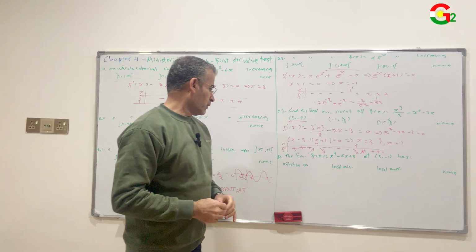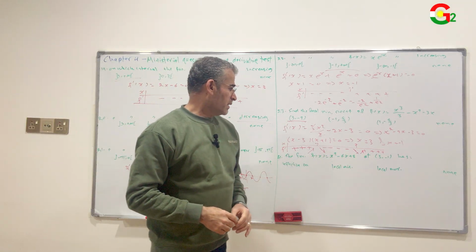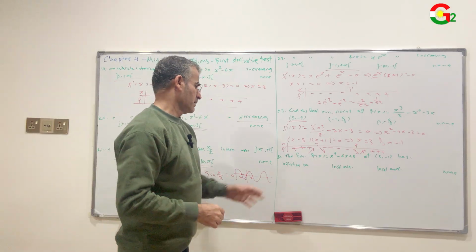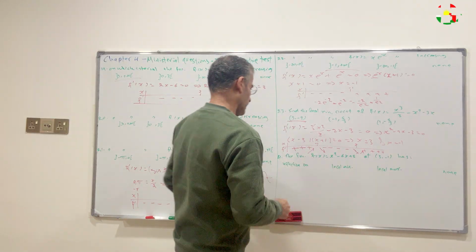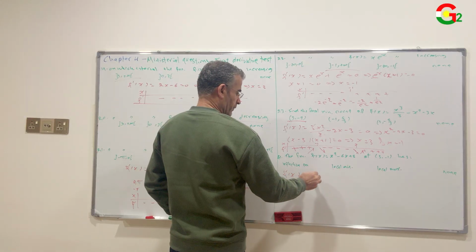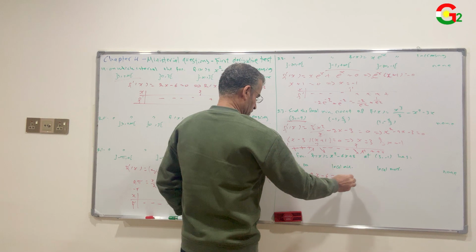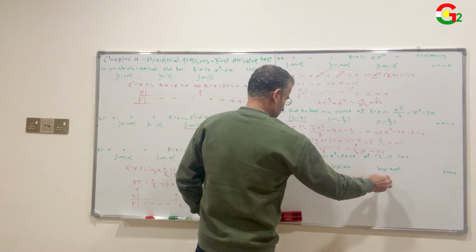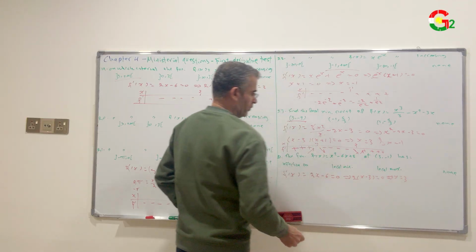Question number 24. The function f of x equals x power 2 minus 6x plus 8 at the point (3, -1) has an inflection point, or local minimum, or local maximum, or none. F prime of x equals 2x minus 6. Set it equal to 0, factorize by 2: x minus 3 equals 0, therefore x equals 3 is the critical point.